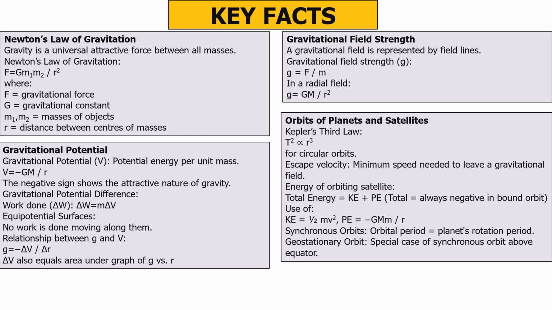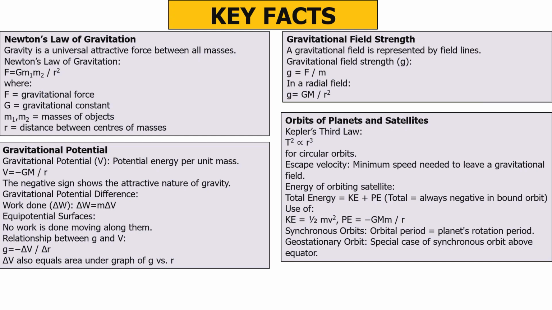Well, we have Newton's law of gravitation. That's the idea that gravity is a universal attractive force between all masses. Newton's law of gravitational attraction is F equals G m1 m2 over r squared, where F is the gravitational force, G is the universal gravitational constant, m1 and m2 are the masses of the objects, and r is the distance between the centres of mass.